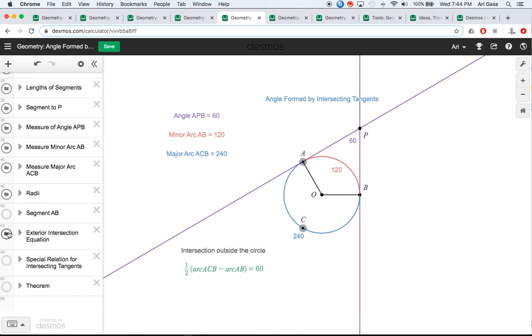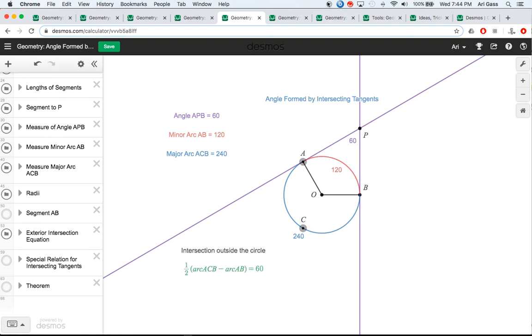We have two objects intersecting outside the circle that have a relationship to the circle, right? We still have intersection points on the circle, right? PA and PB, we have these intersections A and B. So that formula about intersecting outside the circle still applies, that it's 1/2 of the far arc minus the near arc.